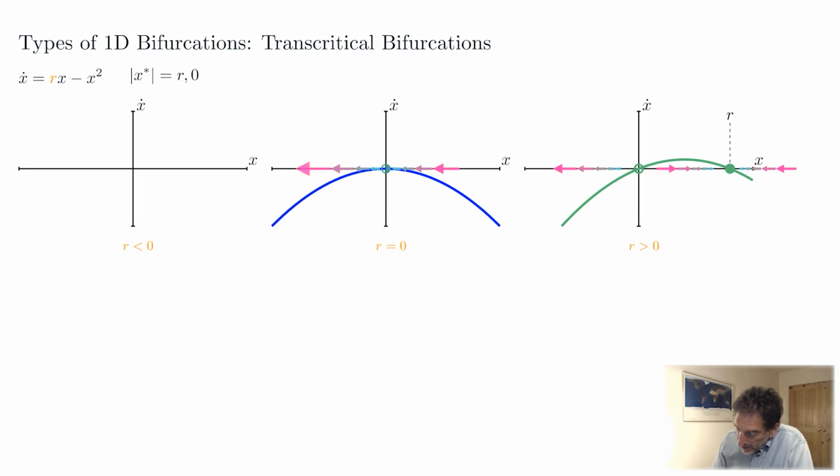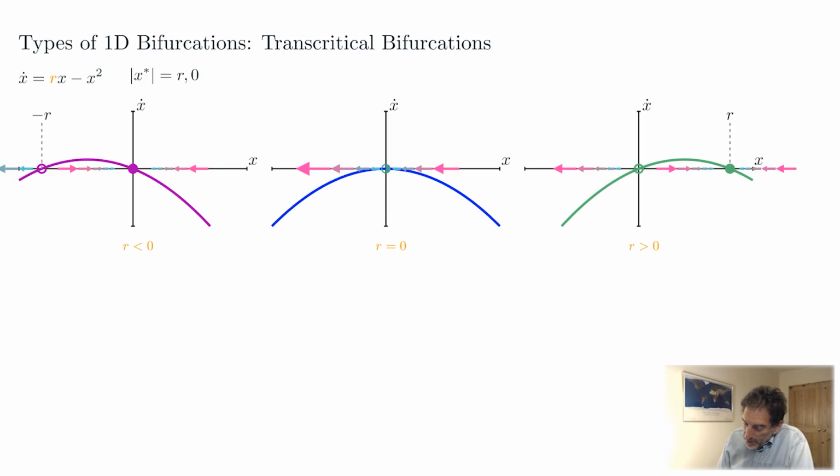And then when r is negative, what's happened is that our upside-down parabola goes to the origin with negative slope, and so we have something that looks like this. This is now the stable fixed point. This is the unstable fixed point, and so we have flow that looks like this for r less than 0. And this unstable fixed point is at minus r.